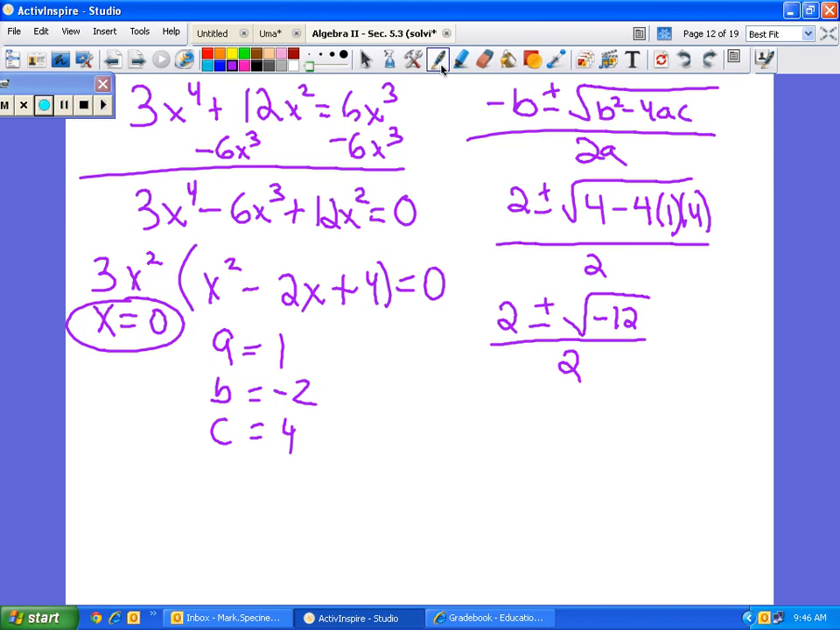And now we're just going to rewrite our answer. But instead of writing the square root of negative 12, we're going to rewrite it as 2i times the square root of 3 divided by 2.